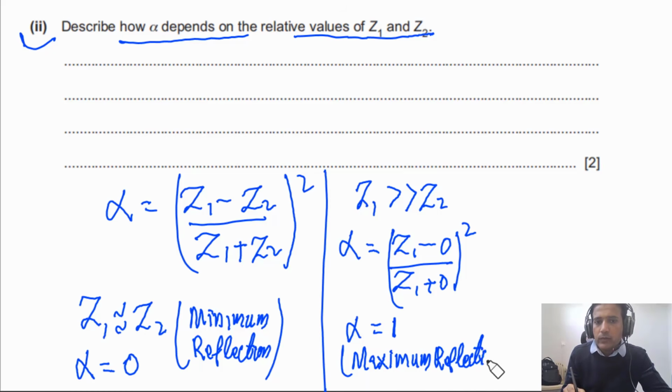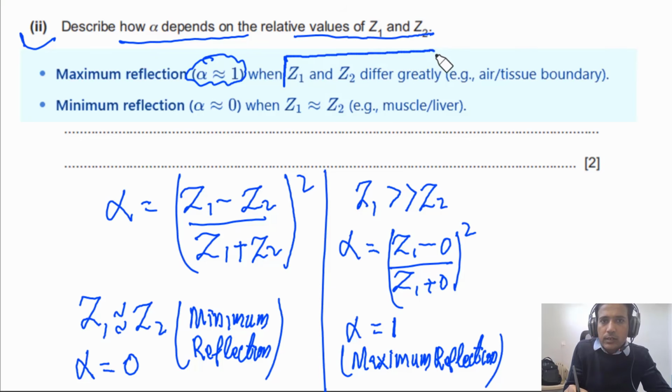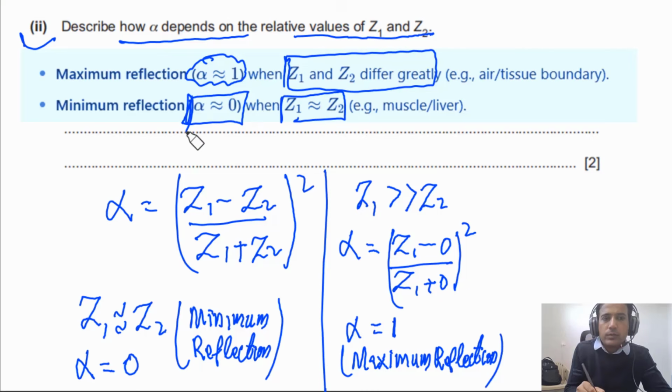So this question is very common, so you need to be very clear how to answer this one. Now let me show you the answer. This question has 2 marks, so you can write down these 2 points. Alpha is about equal to 1 when Z1 and Z2 are very different. And if they are almost the same, alpha is almost equal to 0.